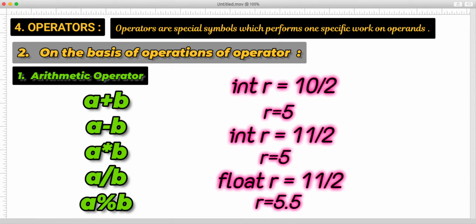So here it is very important to remember this, that the result of a division operator is dependent on the resultant variable in which it is executed or initialized.